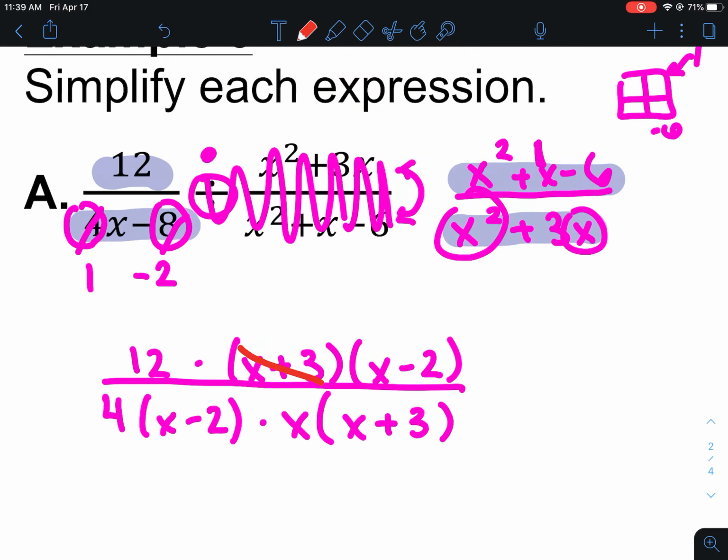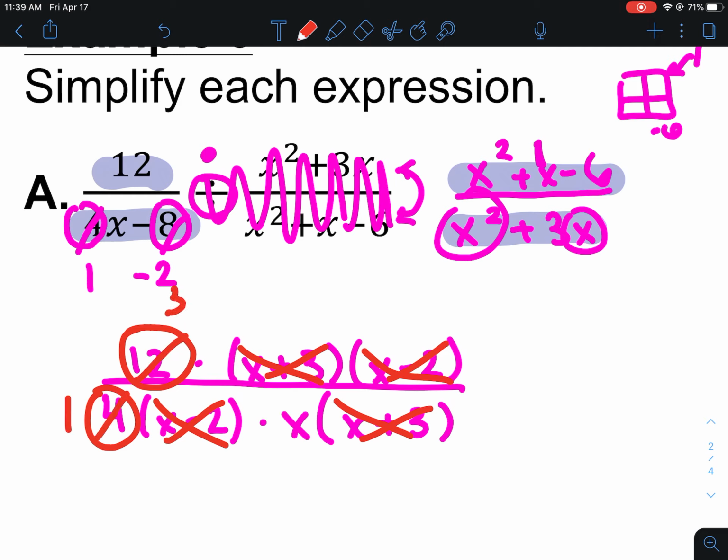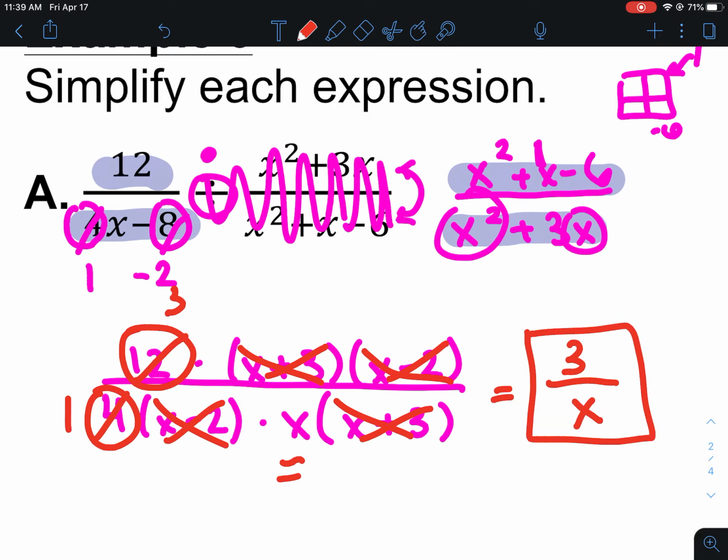So now let's see what cancels. Our x plus 3's, our x minus 2's. And then 12 over 4, 4 goes into both of those 3 times and 1 time. I do not have to write the 1 on the bottom, but I do need this x that's left over.